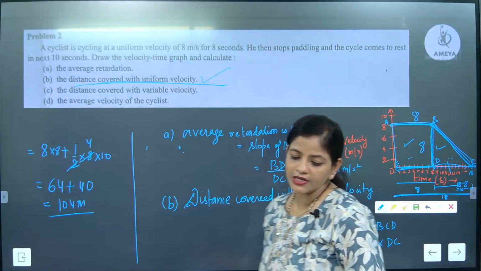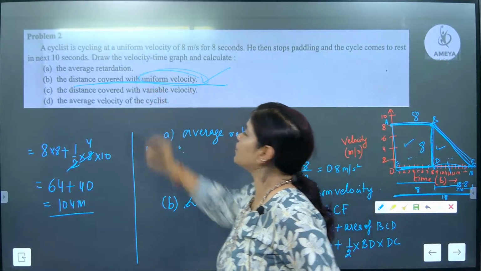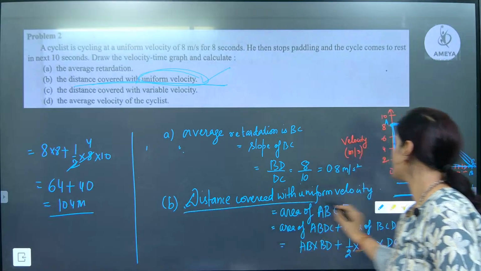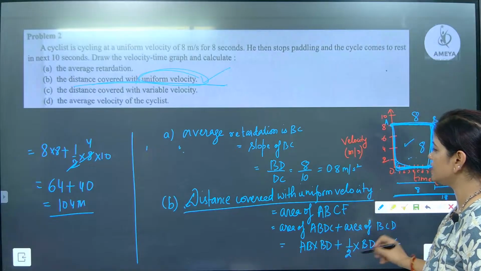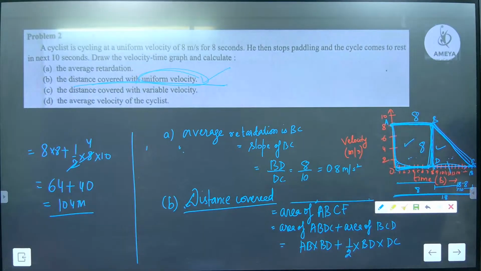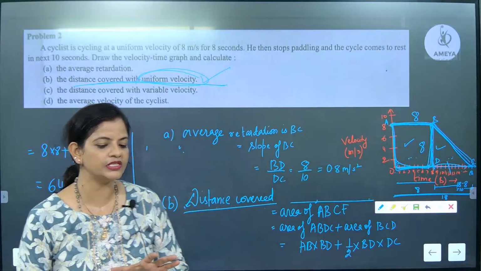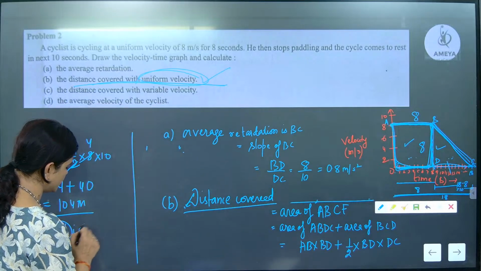I found the total distance. In the question, it is written as distance covered with uniform velocity. So if they ask for distance covered with uniform velocity, only this much is needed. I found the total distance covered, which is 104. So distance covered with uniform velocity is not the total distance, children, if somebody asks you that.